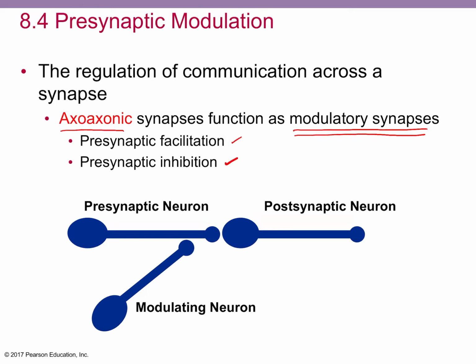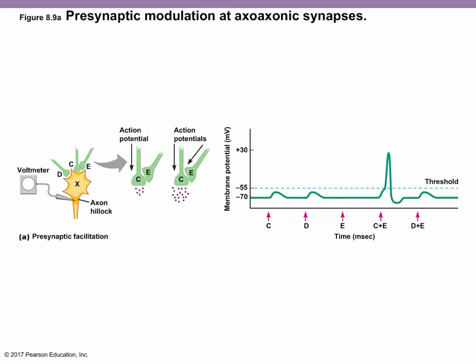And so just looking at the terms here, here's our presynaptic neuron, right? So the action potential is coming down this way on the axon. Here's our postsynaptic neuron, so this is receiving the signal, right? This is on the receiving end. And then here's our modulating neuron. So the neuron can actually come in before the synapse, right? That's why it's called presynaptic facilitation or presynaptic inhibition. Before the synapse, you have some communication right here, and that's going to modulate what's going to happen at the synapse.